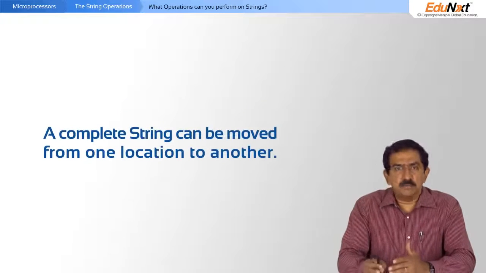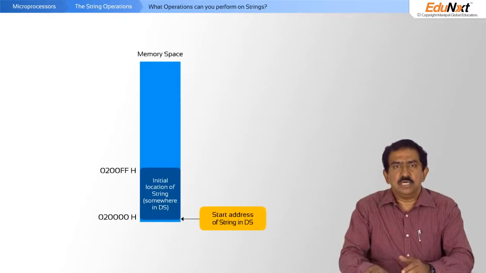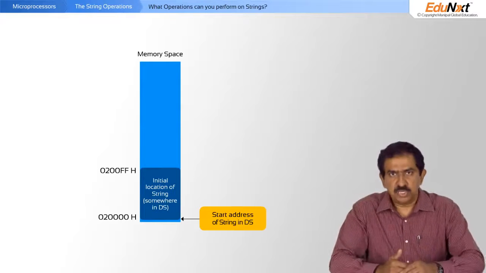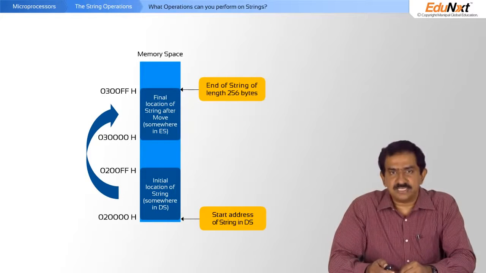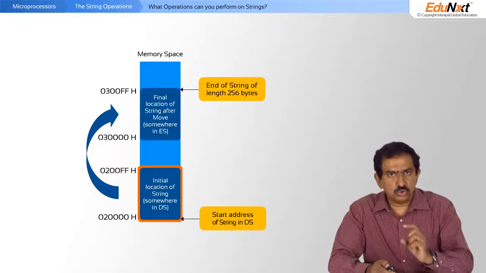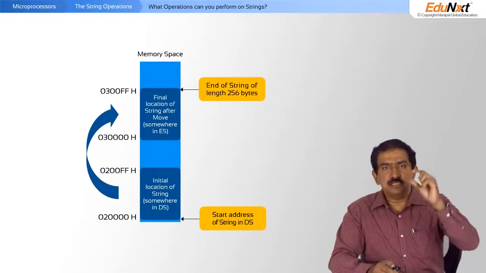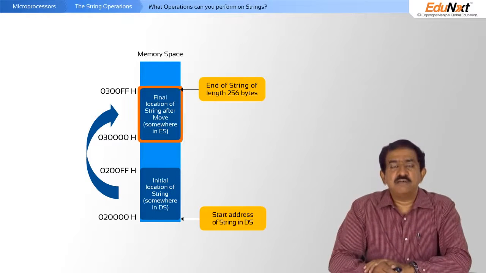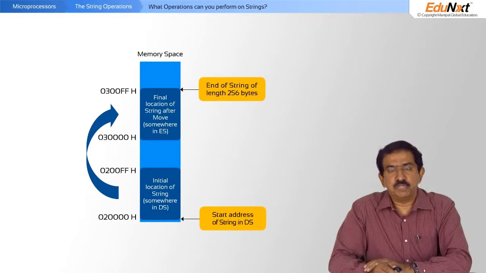Okay, so what operations can you perform on a string? Obviously, you can move a complete string from one location to another. For example, you have the names of all the students and you have copied them into temporary storage, and you want to copy all the names of the students to another location, just as shown in this diagram. The bottom part of the diagram shows the first temporary location of the names of the students, and then it moves to the middle of the memory somewhere, which shows the final location where all these names ought to be stored. This is a typical string operation.